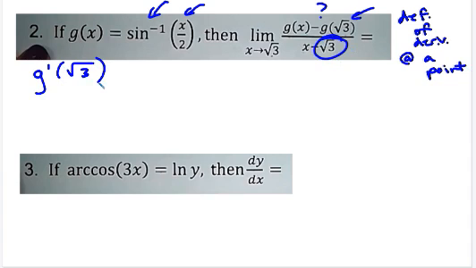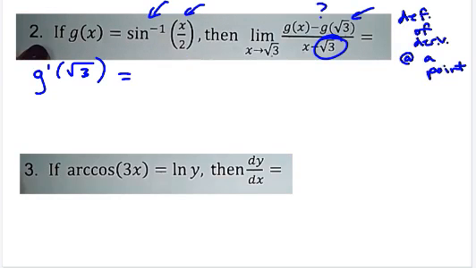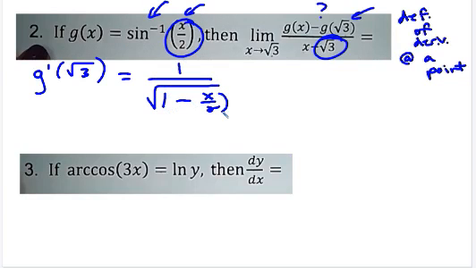So we follow our formula for the derivative of the arcsine. Once again, all of our formulas are right here. We're going to use this one. So it's going to be 1 over the square root of 1 minus this thing squared times the derivative of that thing, which is just 1/2. So again, just follow the formula.